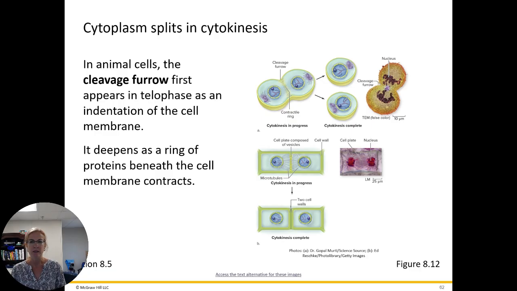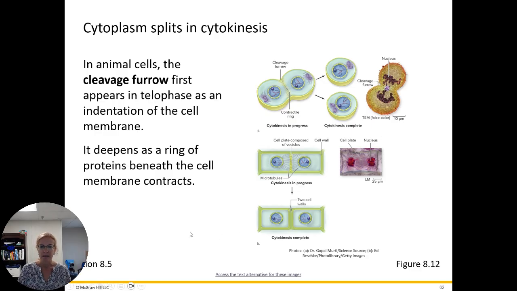So in animal cells, the cell forms what's called a cleavage furrow. And this really starts to appear during telophase, and it's sort of an indentation in the cell, so cleavage furrow. And then eventually that is going to cleave, which is why it's called a cleavage furrow, and divide into two separate cells. So as it deepens, the ring of proteins beneath the cell membrane that is starting to form solidifies and contracts, and the membrane now becomes two.